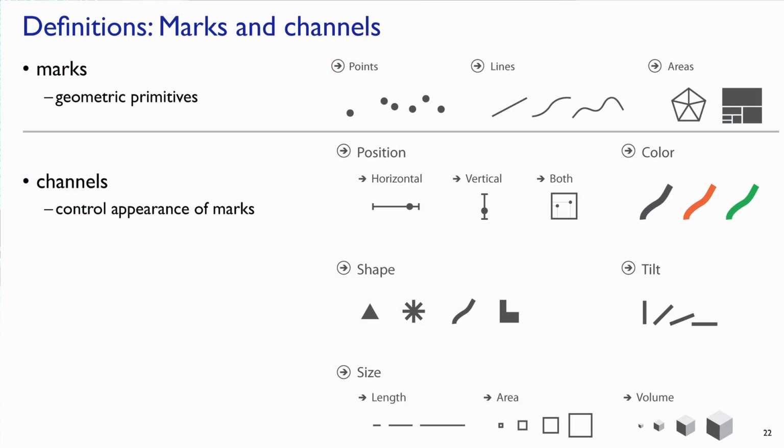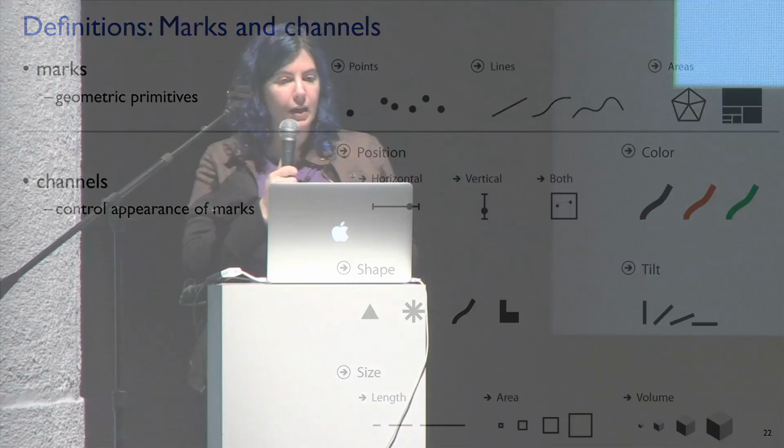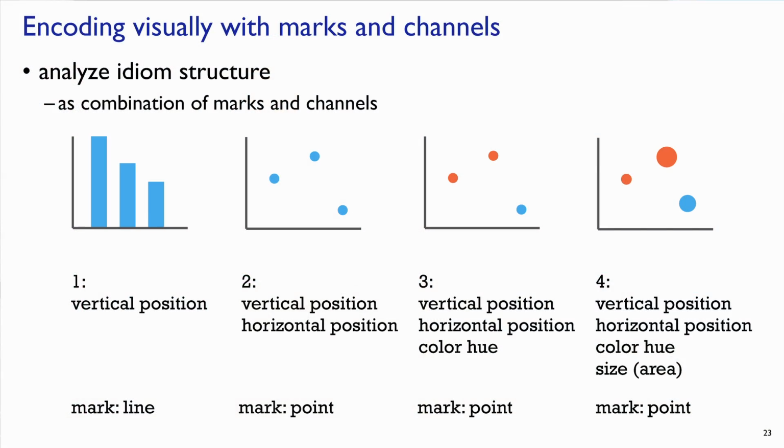So what can you do with the mark? You can encode information by controlling its appearance with what I'm going to call channels. So that's spatial position, whether it's horizontal, vertical, or both together, its color, its shape, its size, its orientation. Size could be the one-dimensional length, the two-dimensional area, the three-dimensional volume. So once you think about this idea of marks and channels that control their appearance, then you can go back and analyze a lot of visual encodings with this basic combination of marks and channels.